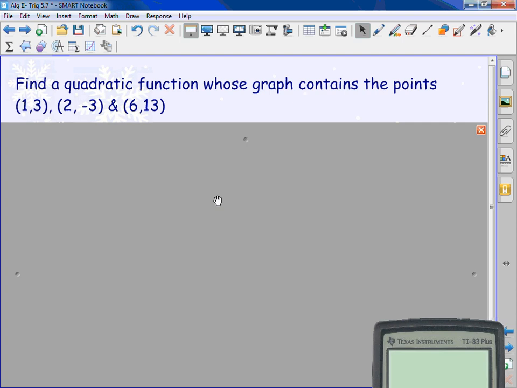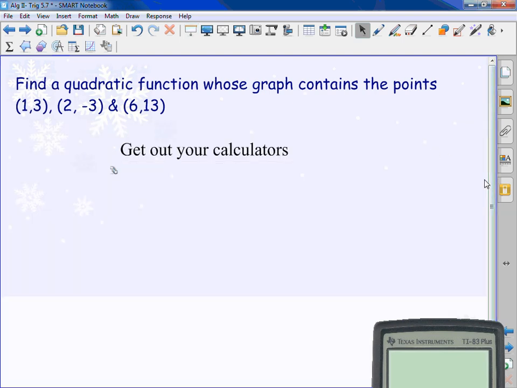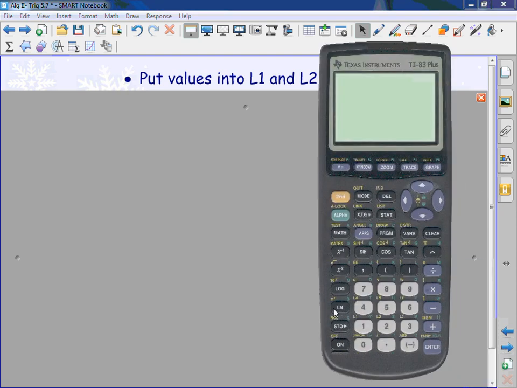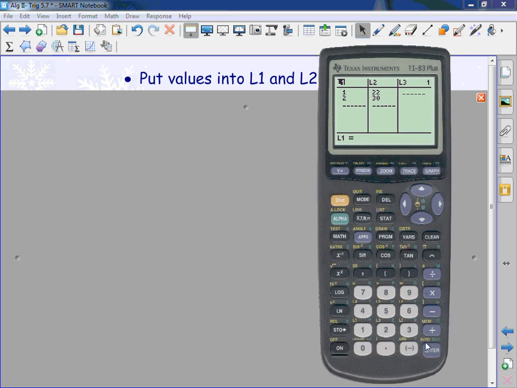Okay, this is just the same exact thing. Get out your calculators. What we're going to do first is put your values into L1 and L2. Do you remember how to do this from earlier in the year when we did linear regressions? Stat, and then edit. You might have stuff in L1, you might have stuff in L2. If you have stuff in L1 and L2, go up to L1 and hit clear, then enter. Go up to L2, hit clear, and then enter. Do not hit delete. If you hit delete, you actually delete L1.